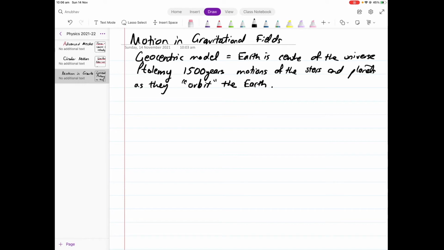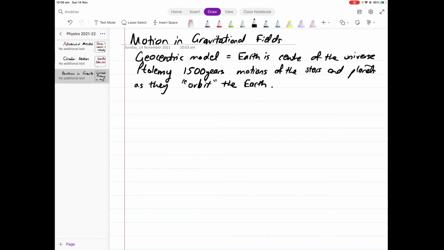There were just minor issues with this model. I don't know if you guys ever heard of it, if you're into astrology. Have you ever heard the term your Mercury is in retrograde or Venus is in retrograde? You guys ever heard that term? No? Okay, it depends. Some people are into astrology.